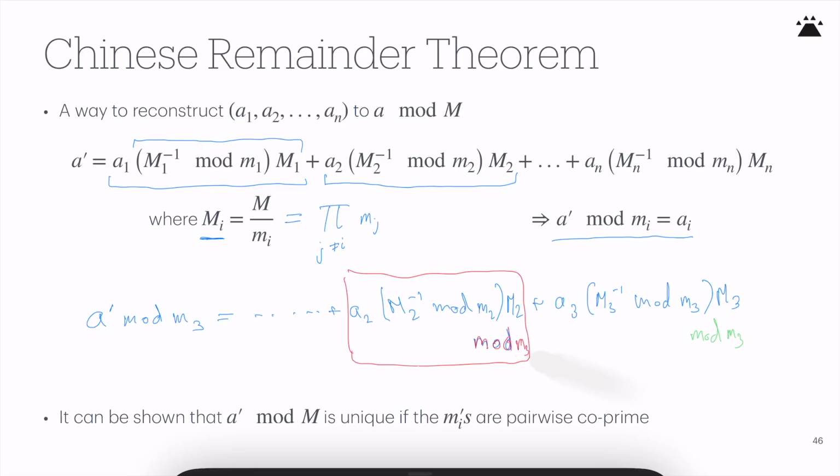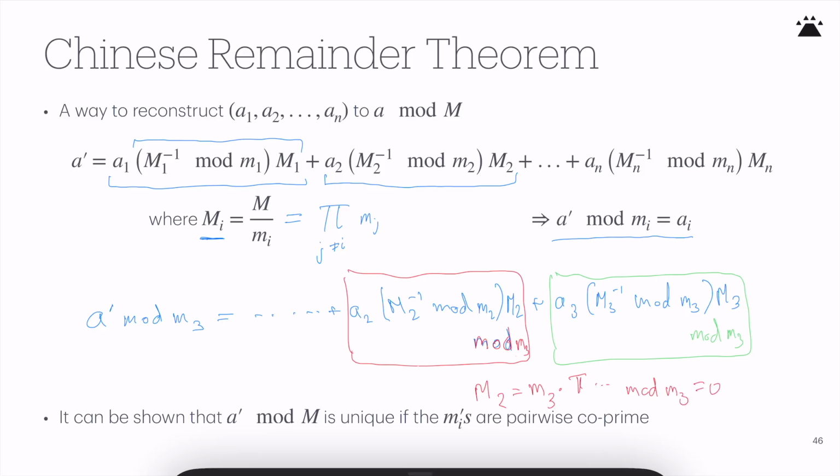So if I look at the red one, since M2, if I write it out, M2 will be equal to M3 times the product of a few other things. So when we do modulo M3 of this, it is equal to 0, because it's basically just a multiple of M3. So the red guy goes to 0.